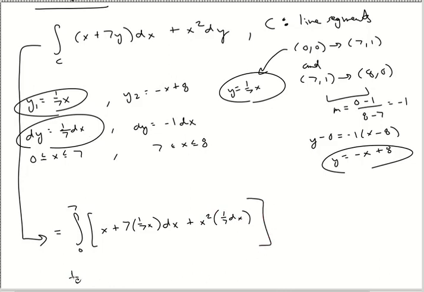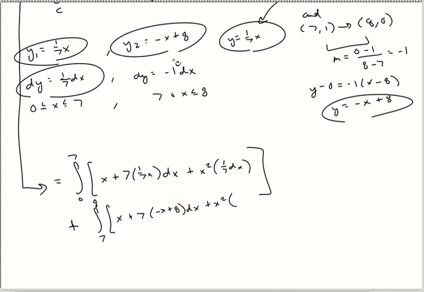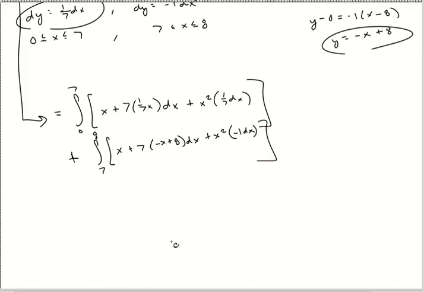And then the next one, I'm going to go now from 7 to 8 of basically the same thing: x plus 7 times my y in this case, which is right here, -x plus 8 dx, and then x squared, and then my dy is going to be a -1 dx. Whew. There is really no getting around the fact that you have two different integrals going on here. That's okay. Let me try to simplify just a tiny bit.